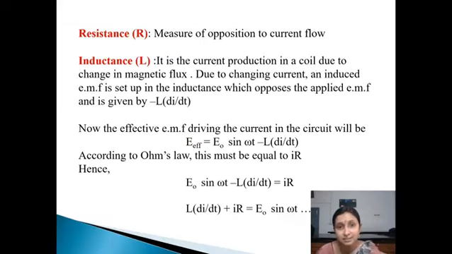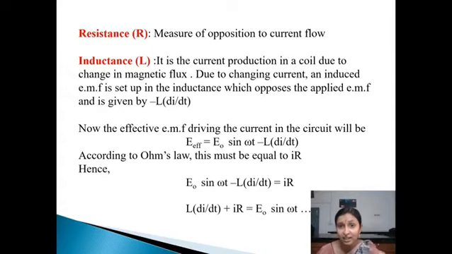Next, what is resistance? We already know that resistance is the measure of opposition to current flow. Next, inductance L. What is inductance? It is the current production in the coil due to the change in the magnetic flux. This is from Faraday's law. If there is a change in the magnetic flux, there is a production of EMF, that is, current production in the coil due to the change in the magnetic flux.